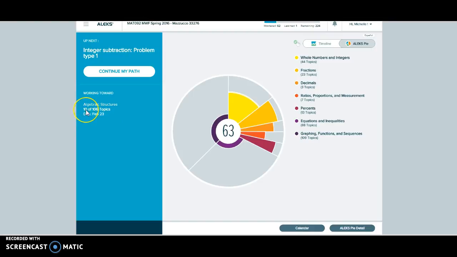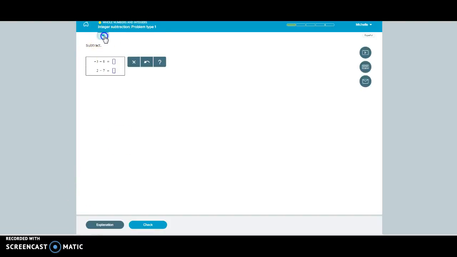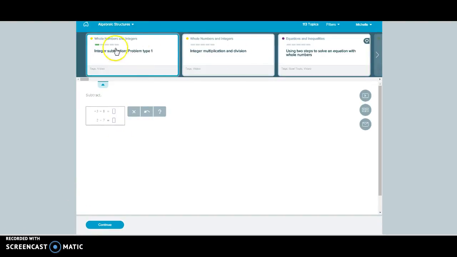It didn't go up to 11 because that topic that we did was negative and positives, and that is a prereq to this class. So for this number to go up to 11, what you need to do, let's go back to homework, continue my path. What you need to do when you go up here is you're allowed to select different problems. Again, notice this doesn't have a symbol there, neither does this one.